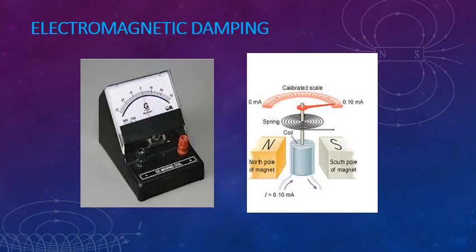The next application is in electromagnetic damping. This is used in galvanometers. These galvanometers have a fixed core of non-magnetic metallic material placed between the pole pieces of a strong magnet. When the coil oscillates, eddy currents are generated in the core, which oppose the motion and bring the coil to rest quickly.